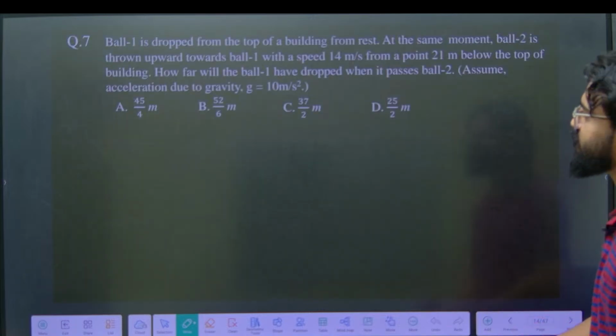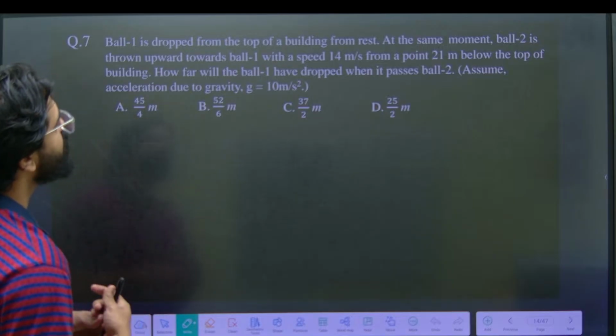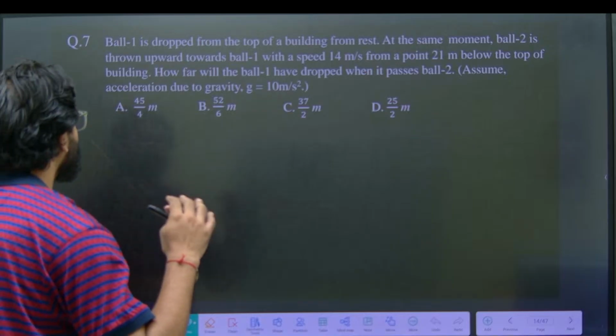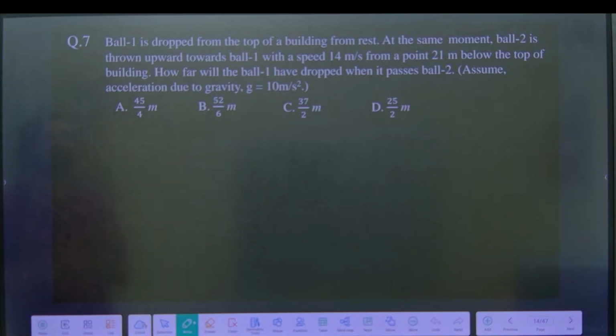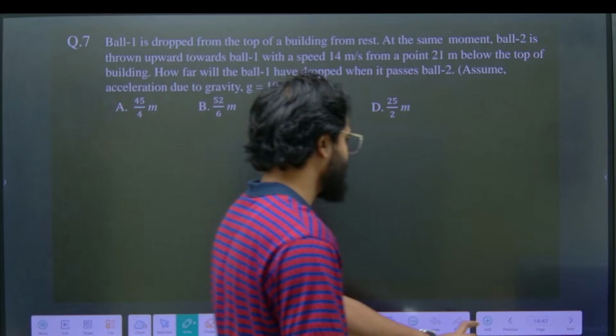Okay, next question. Ball 1 is dropped from the top of a building, from rest. So it is being dropped from the top. At the same moment, ball 2 is thrown upwards towards ball 1, with initial speed 14 meter per second from a point 20 meter below the top of the building. So we can assume that guy B is at the ground and 21 meter is the height of the building. How far will ball 1 have dropped when it passes ball 2?